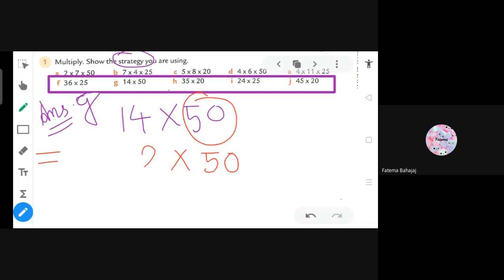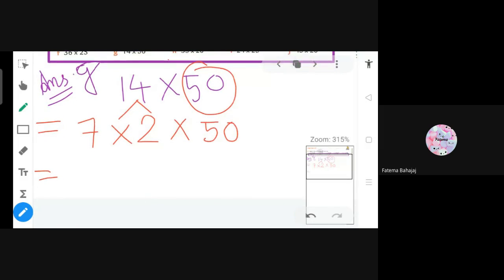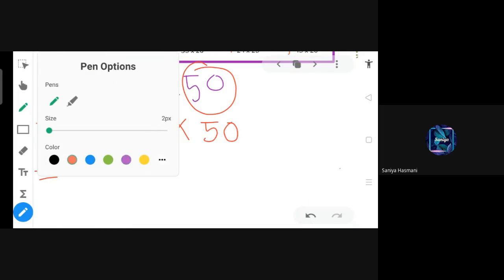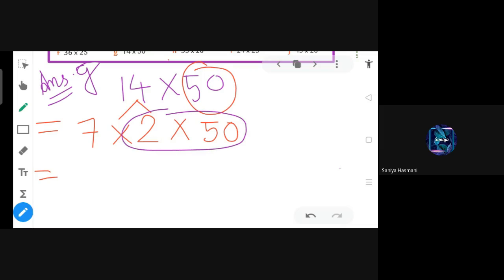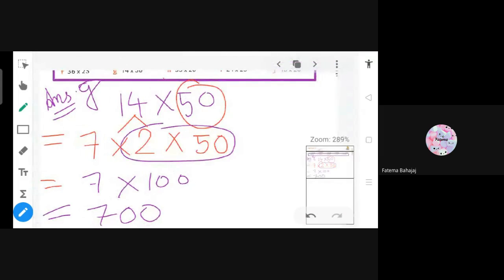2. So it means we have to break 14. So 14, two what makes 14? Two sevens are 14. 7. So now what will be the next step? First, 50 times 2 is 100. And then 7 is left, so 700 will be the answer. Yes, 100, and 7 is left, so 7 multiplied, okay, 700. Very good.